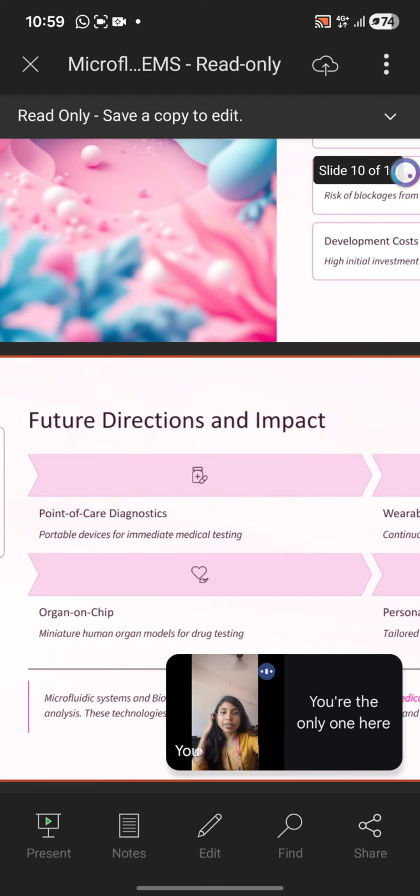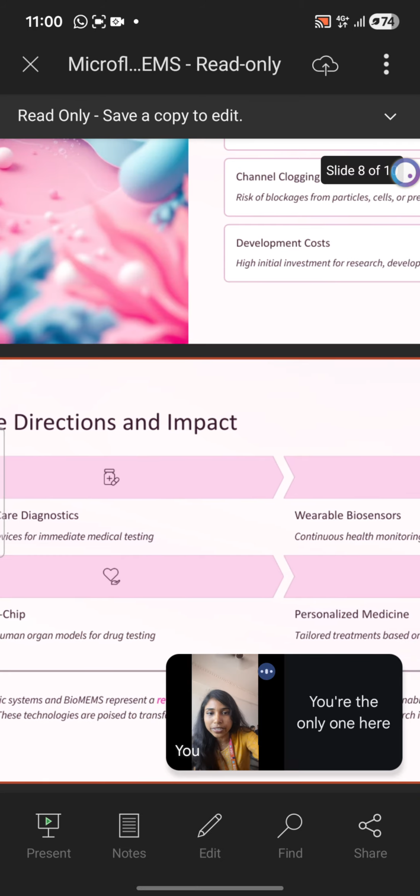Now, future directions. In future, we can expect point-of-care diagnosis. That is when you use a portable device for even a medical test. For example, if you feel sick right now and want to take a test, you have to go to a lab, give a blood test, and wait for the result, which might take 8 to 10 hours. With the development of microfluidics and BioMEMS, we will get a device in which we just enter our sample of blood and it will do all the lab testing at once and give accurate results. This is what we call point-of-care diagnosis.